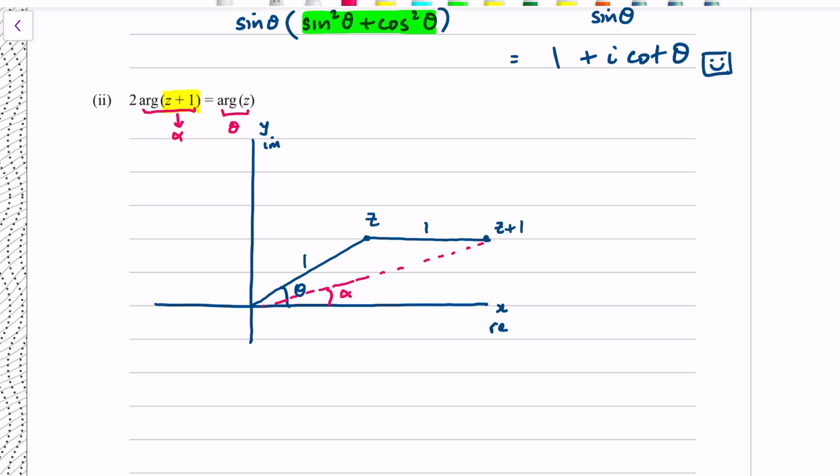Okay, how do we do that? Very easy using geometry. That angle must be alpha because we have some parallel lines here. Alternate angles on parallel lines are equal. And we have an isosceles triangle there, which means that this angle here must be alpha. And we're done.